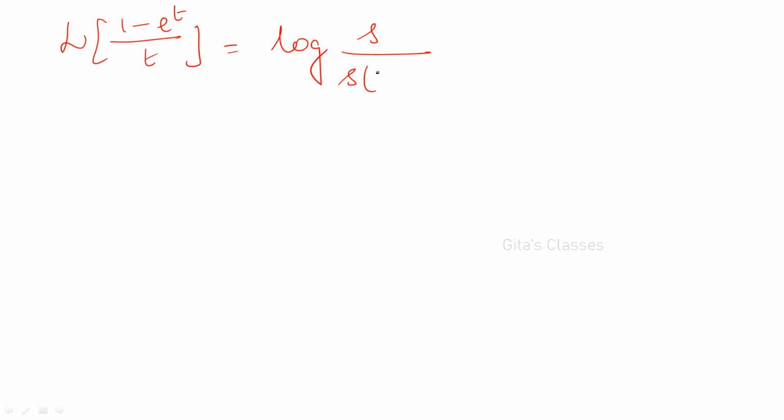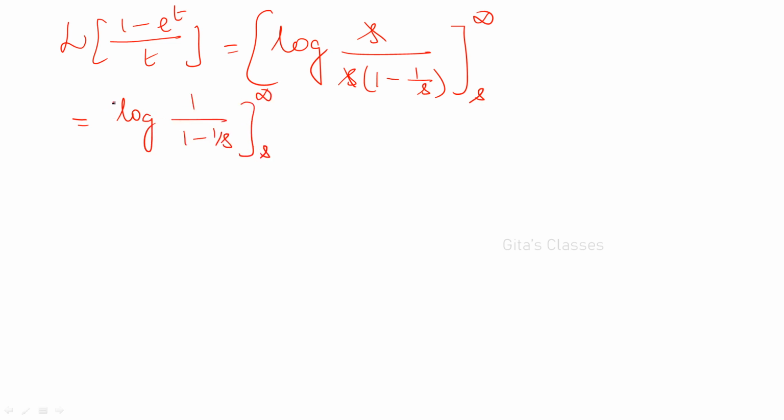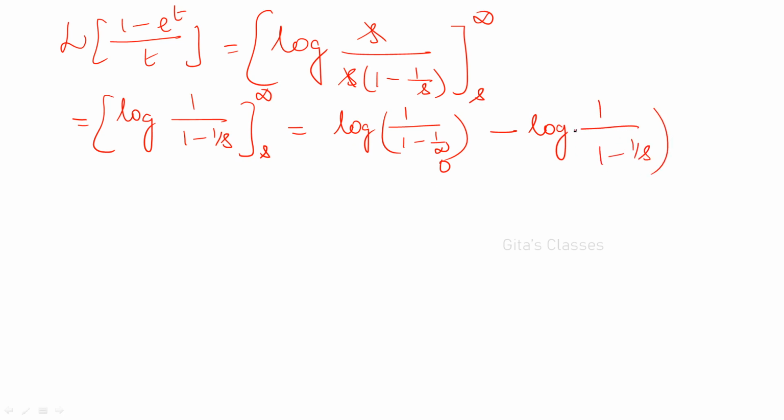So s into 1 minus 1 by s, from s to infinity. So here s and s will get cancelled. So log of 1 by 1 minus 1 by s from s to infinity. So this is equal to log 1 by, if you want, 1 by 1 minus infinity you can write. So this will become 0, this will become log 1, okay. So minus, in the place of s, s only. So 1 by 1 minus 1 by s, right. So log of 1 is 0.